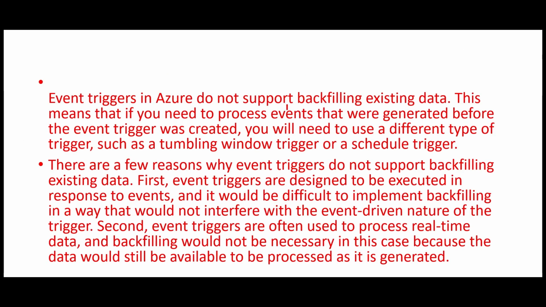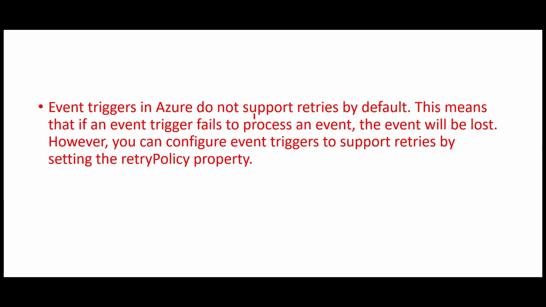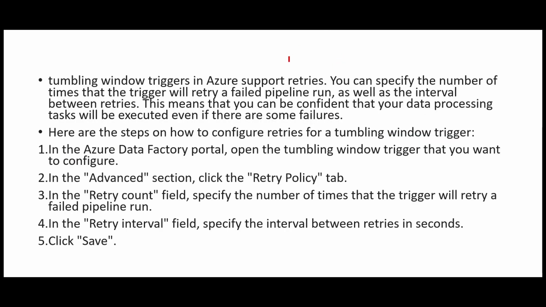So if you see this event triggers, they do not support backfilling the existing data. And you may pause this and read this paragraph if you want more information on this. Plus event support, it does not support retries. Okay, so that is something which both the two requirements it is not supporting. Tumbling window, it has these supports. You can specify the number of times the trigger will be retrying. Like suppose if it fails once, okay, how many times you want to retry? Usually we do a retry of 3 times. Okay, and then still if it fails, we accept as our fate.